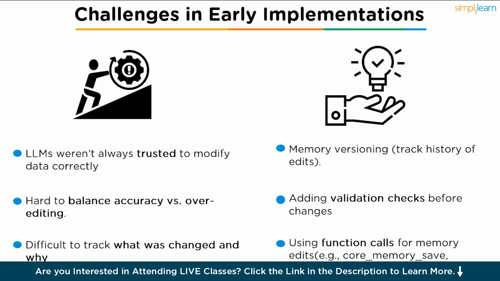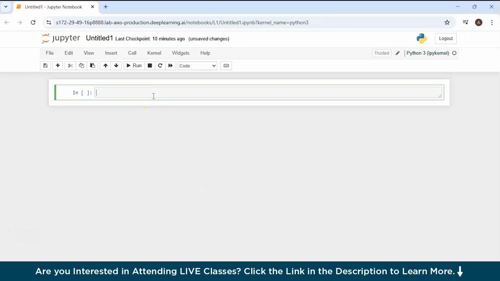Next, we have the version control system, where robust version controls allow agents to track edits, revert changes, and maintain accountability for memory modifications. These innovations laid the groundwork for effective self-editing memory in long-running AI agents, ensuring adaptability while maintaining user trust. So let's create a chatbot with an editable memory feature and see how this works.